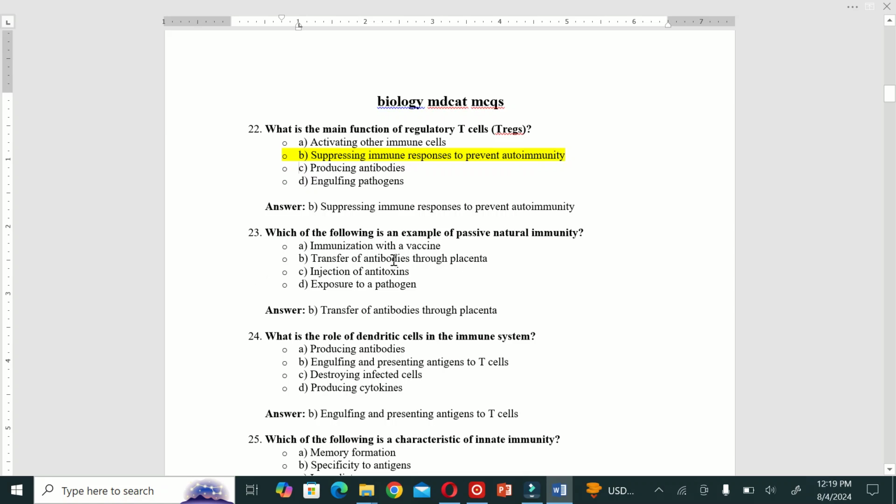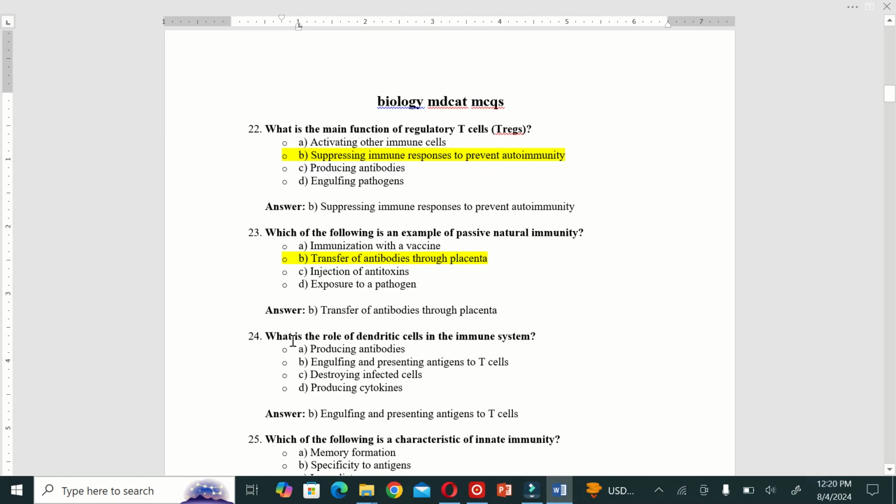The next MCQ is: which of the following is an example of passive natural immunity? A. Immunization with a vaccine. B. Transfer of antibodies through placenta. C. Injection of antitoxins. And D. Exposure to a pathogen. So the correct option is B. Transfer of antibodies through placenta.